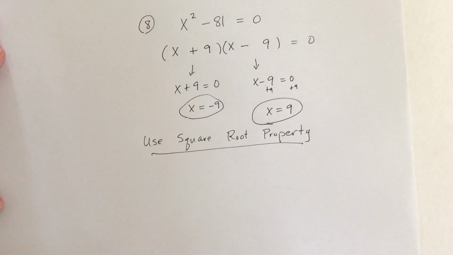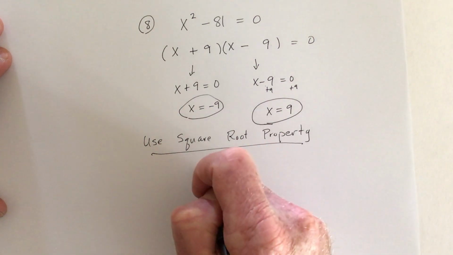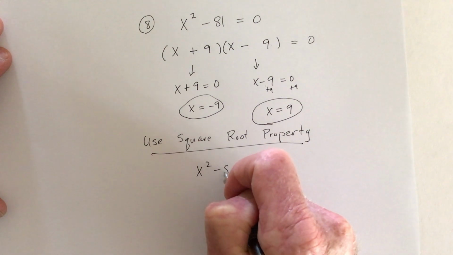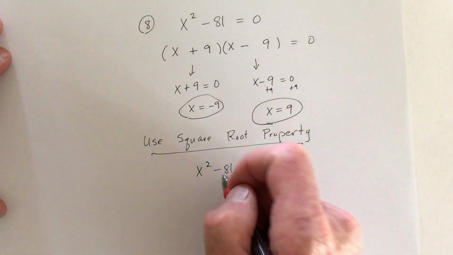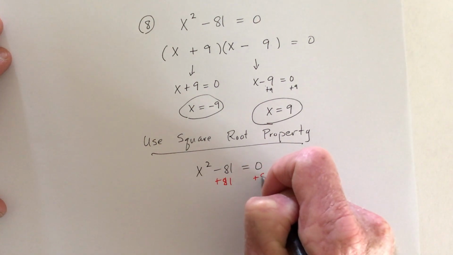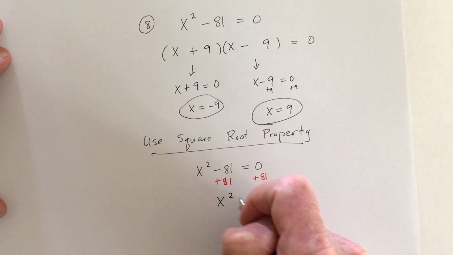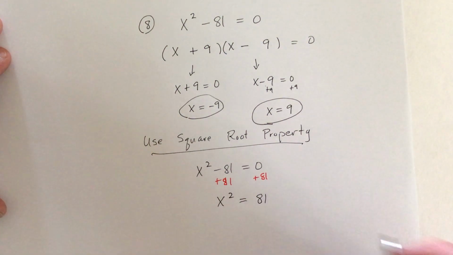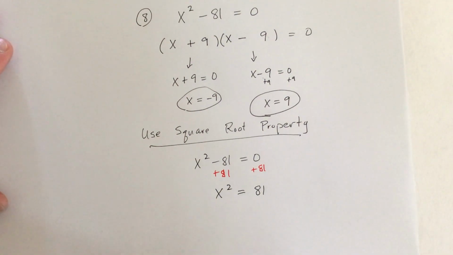Now there's also something called the square root property, and we could actually do that to solve this one. So let's say we start with the same thing, x squared minus 81 equals 0. With this method, you move the 81 to the other side, so you add 81 to both sides. That way on the left side, the x squared is just by itself. And then the square root property says, take the square root of both sides.